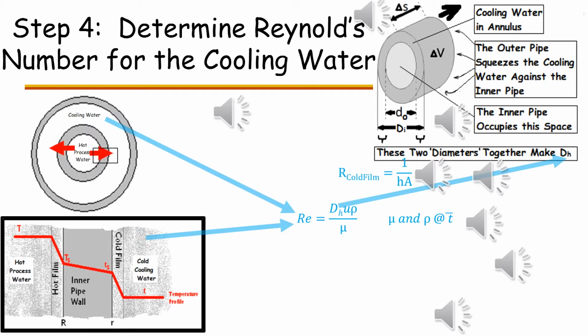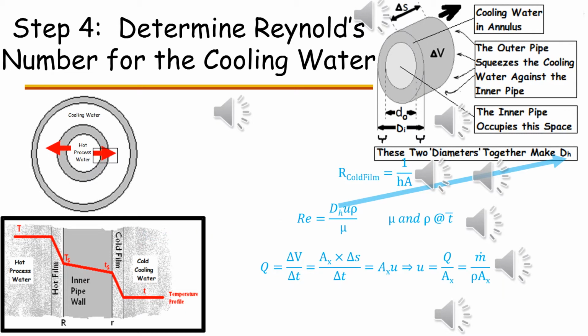Consider water flowing in the annulus at a velocity of u, which is equal to delta S divided by delta T. This corresponds to a flow rate of Q, which is equal to the volume delta V divided by the same delta T. The volume delta V is equal to the cross-sectional area, A_x, times the length, delta S. Hence, you can see that the flow rate is equal to the cross-sectional area times the velocity, and this allows you to calculate the velocity in terms of the mass flow rate, as shown.